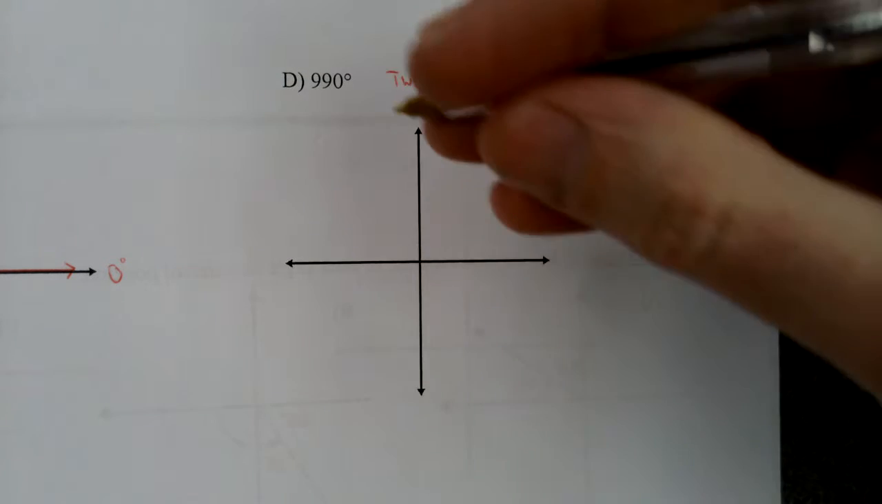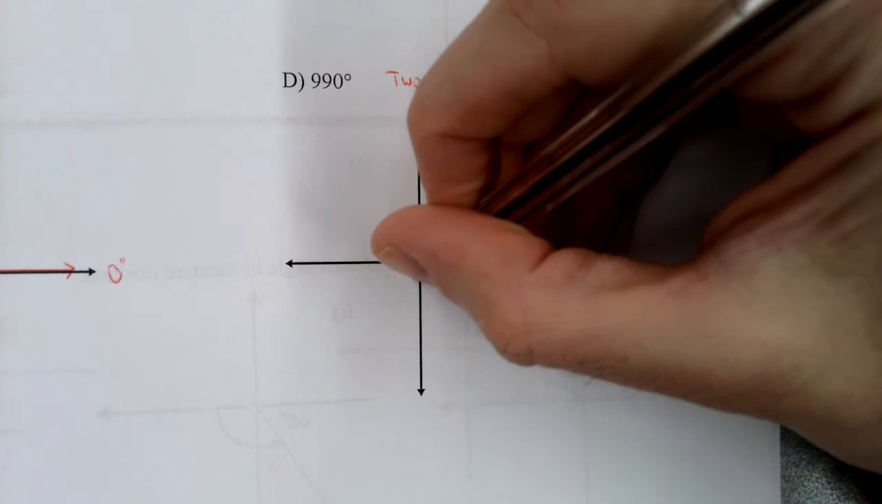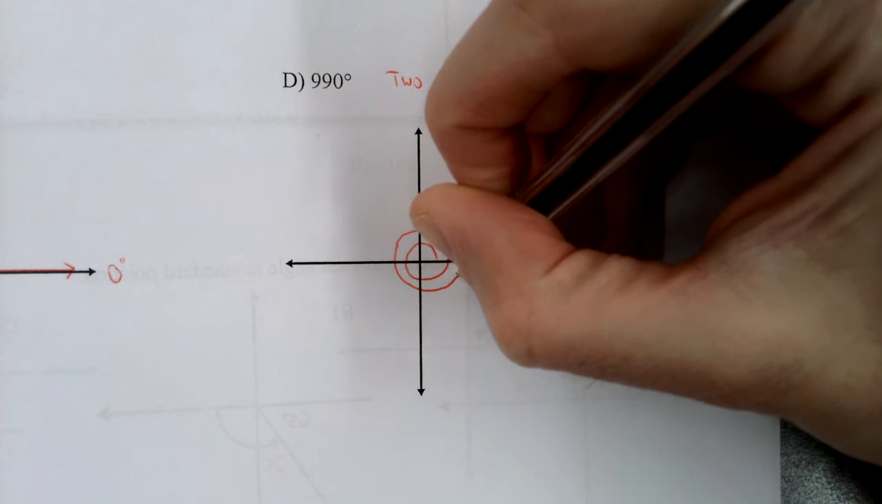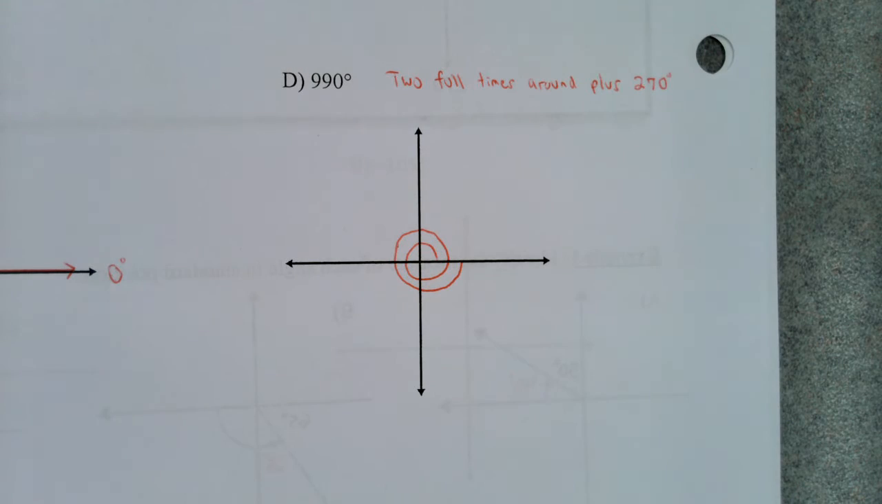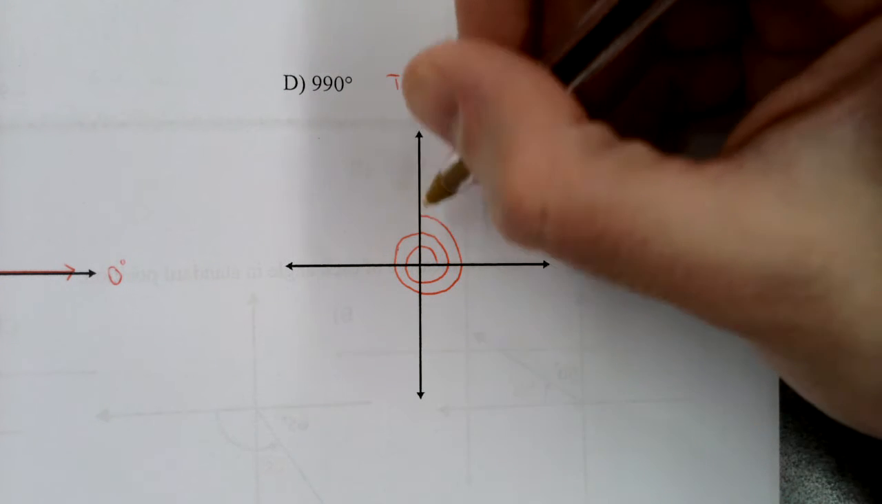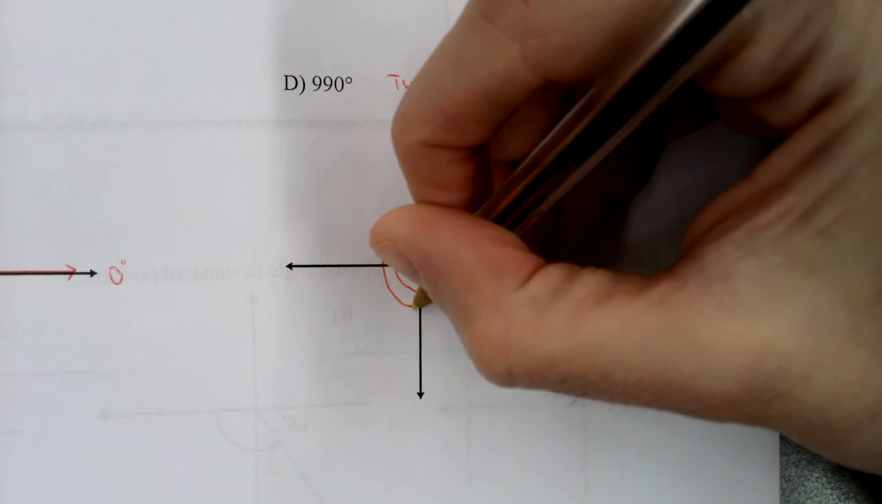Okay, so here we go. We got 2 full times around, so 1, 2. That's 2 full times around. And then plus another 270. Plus 90. Plus 180. Plus 270.